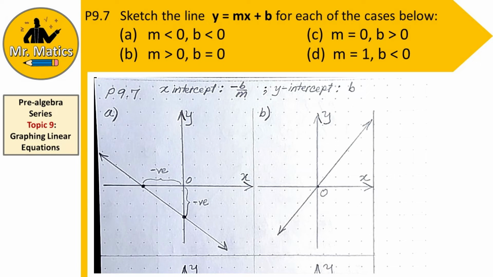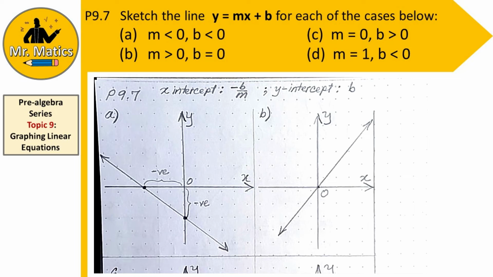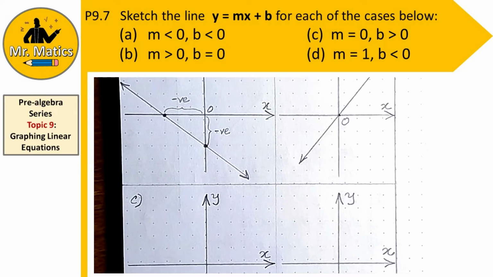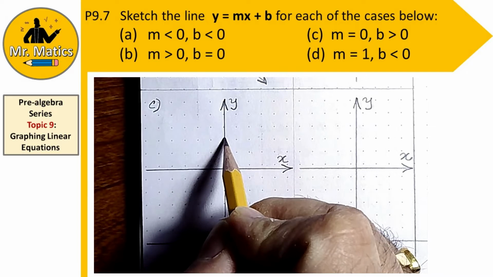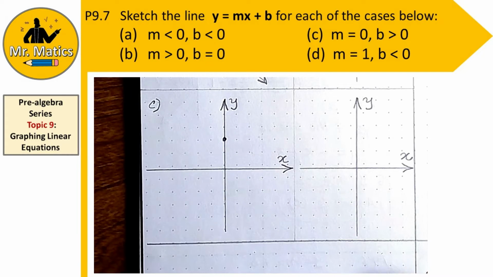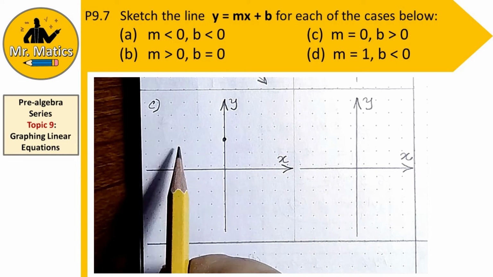The third one is C, m is equal 0, but b is greater than 0. Let me readjust the camera. m equals 0 but b is greater than 0. If m is equal to 0 but b is greater than 0, so let's select a positive intercept, y-intercept, which is b, and m is equal 0 means the line is parallel to the x-axis.